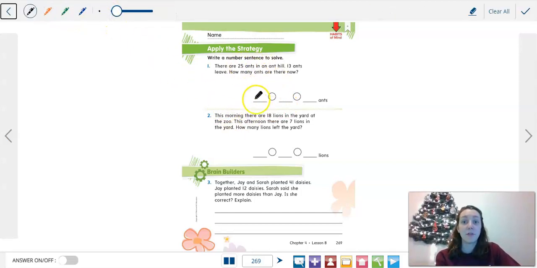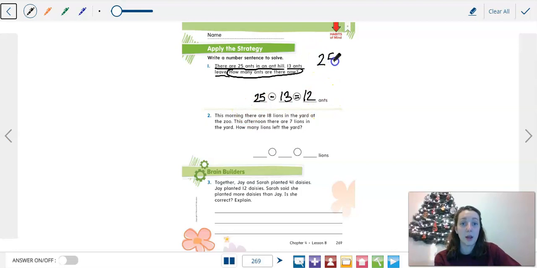Okay, so 25 ants are on the hill. We know that. And we know that 13 ants leave, and we're trying to figure out how many are still there. So we have 25. We know they leave, so it's going to be subtraction. 13 of them leave. And that equals 12 ants. Okay? So they want us to have that number sentence. You could also write it up and down.